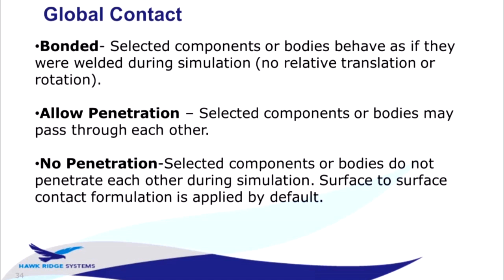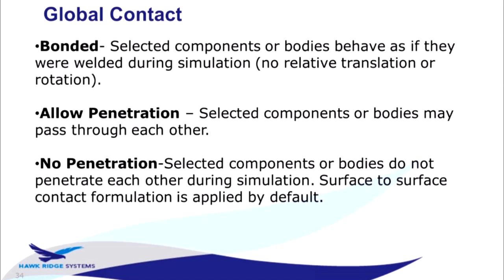Doesn't look at mates, it doesn't look at anything else, just looks at whether those faces are touching at the start of the analysis. We can set it to allow penetration, which is basically turning off all contact, saying make no assumption, I want to do everything manually. Or we can set it to no penetration.